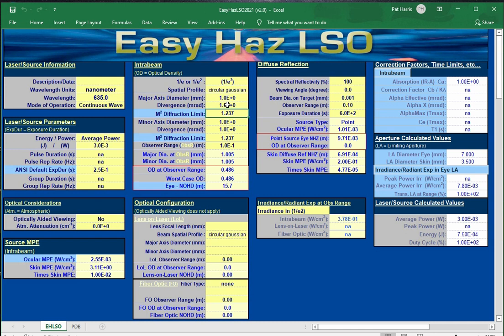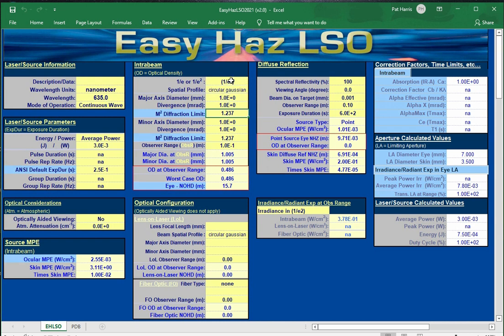Just keep in mind that for all the equations, whether it's the software or the ANSI standard, they're really talking about the beam diameter at the beam waist. So you might need to know where that beam waist location is. But as I said, for most lasers that don't use a beam expander, that beam waist is going to be pretty close to the output aperture of the laser. So we have all the information in here.